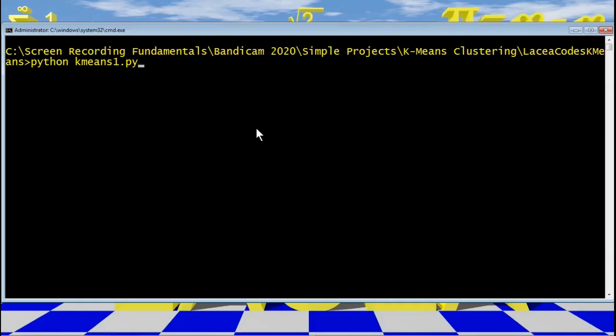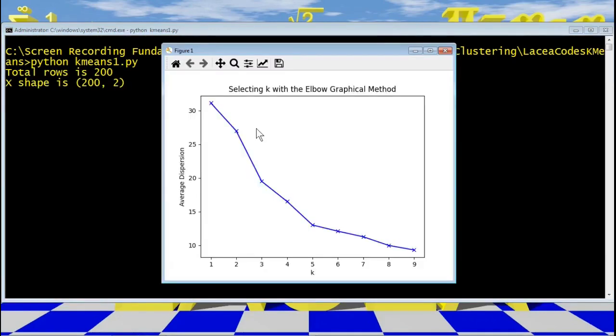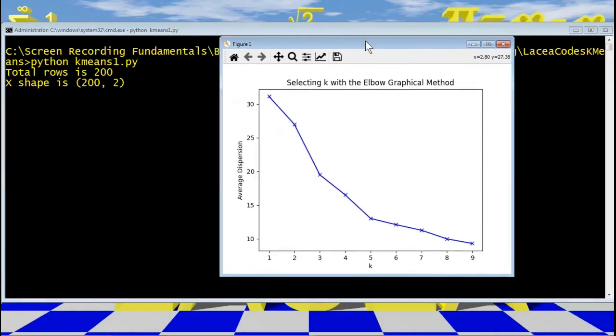Let us compile, run, and test. It displays the elbow graphical method that shows the number of k from 1 to 9 and then the average dispersion. And we can see that the elbow is around k equal to 5.